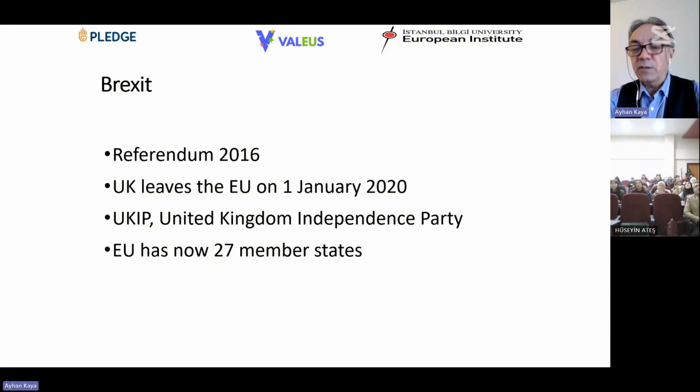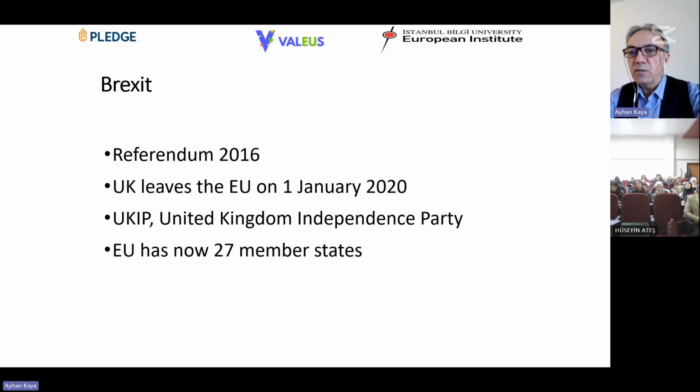Brexit was an unfortunate situation for the Brits to leave the Union. They decided to leave the Union in 2016 in a referendum. And then the referendum concluded that Britain was going to leave the European Union as of 1st of January 2020.